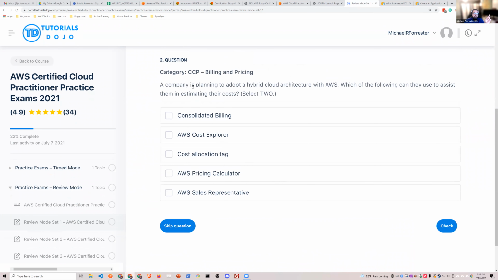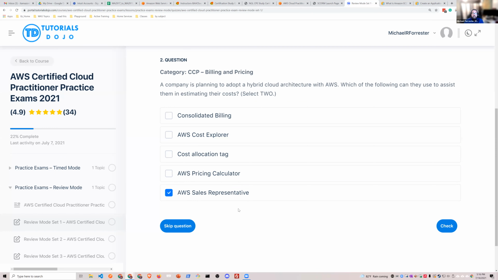And just so you know, that was multiple single answer. This is multiple right answers, basically. And so in this case, companies planning to adopt a hybrid cloud architecture, keyword hybrid, right? Which of the following can they use to assist them in estimating their costs? And so this is a 2, there's sometimes 3s. I don't think I've seen a 4 in a while, not in Cloud Practitioner. But in this case, they're like, what can we do in estimating our costs? Like in a sense, forecasting to a certain degree, right?